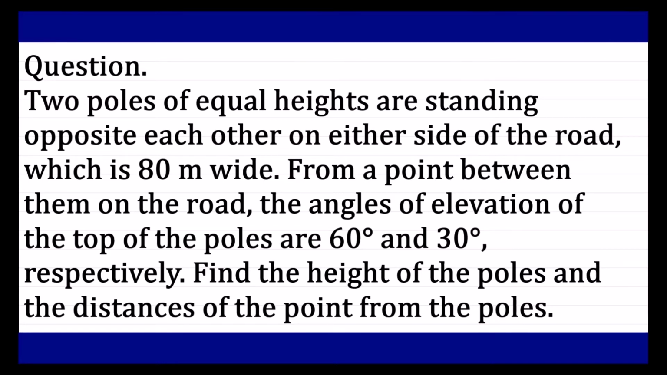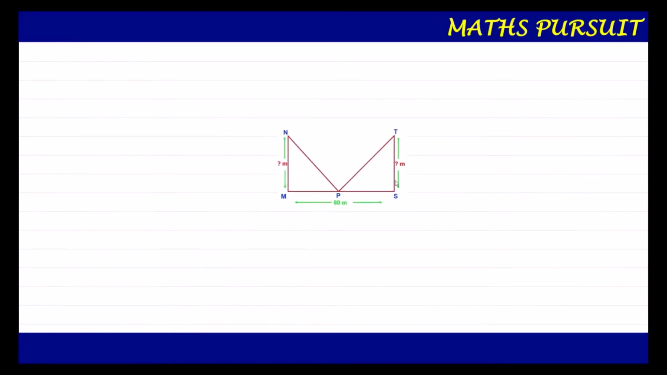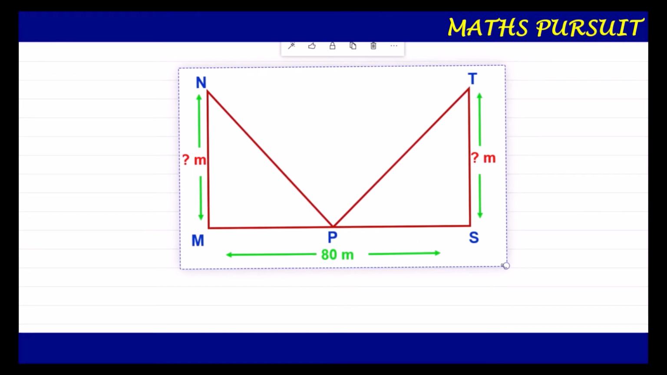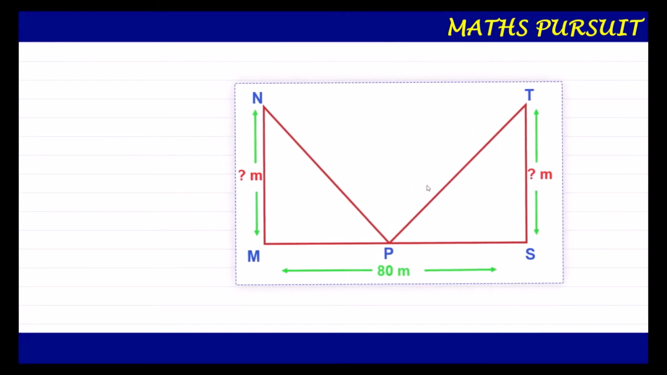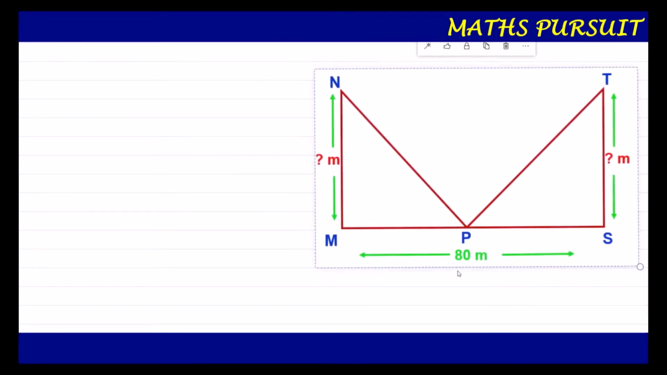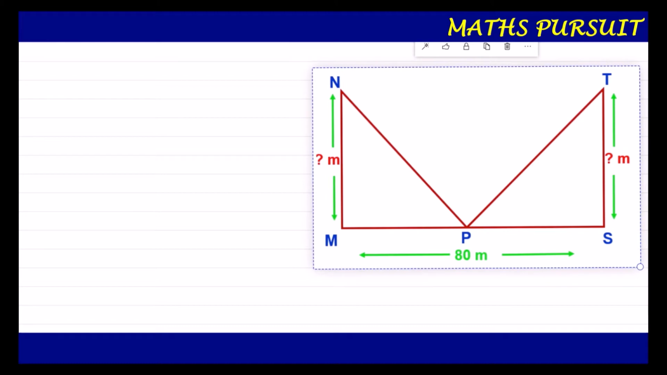Let me draw a diagram for this question so that it would be easy for us to understand and move ahead. So if you look here in this figure, I have a diagram drawn and the diagram looks like this. Now let us go through the question once again and analyze this diagram depending upon the question. As per the question, two poles of equal heights are standing opposite each other.